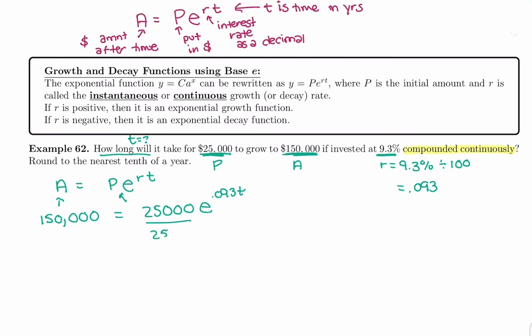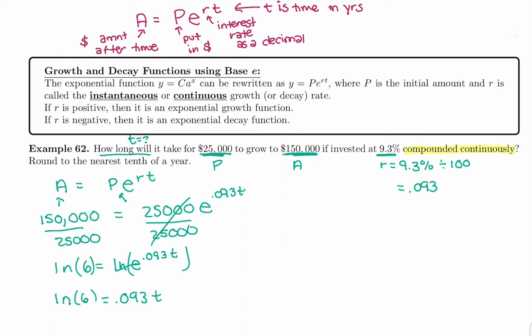Now we need to solve for t up in the exponent, so start by dividing by 25,000 on both sides, which will give you 6. I'm going to leave some space. We have e to the 0.093t. Now to bring that t down, we're going to take ln of both sides. That way we have 0.093t equals ln of 6. And lastly, we'll divide both sides by 0.093 to figure out how many years it takes to get 6 times the amount of money. We're going from 25,000 to 150,000.